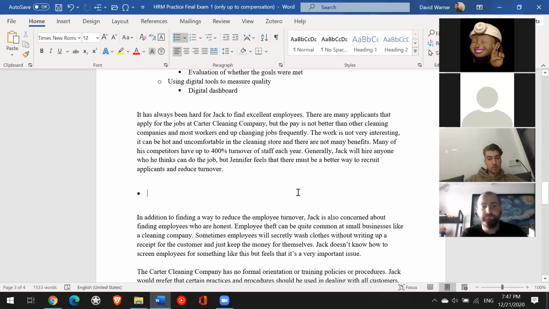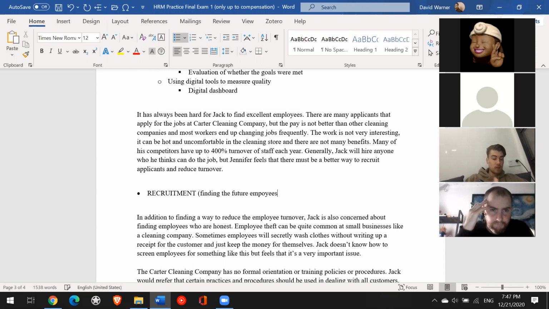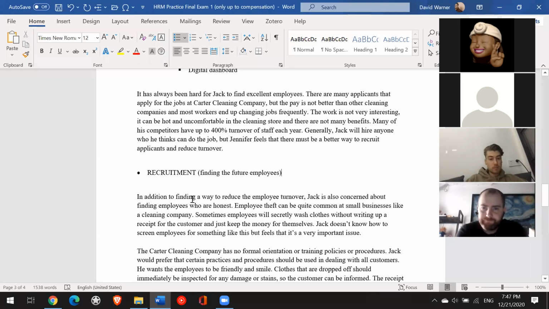So to me, I would say this is recruitment. Finding the employees. Right? This is not choosing them, this is finding them. Now, you could also say that this is choosing, right? This is finding employees who are honest. Maybe we put these 2 paragraphs together and call it recruitment and selection. That's fine, but let's call it recruitment first.